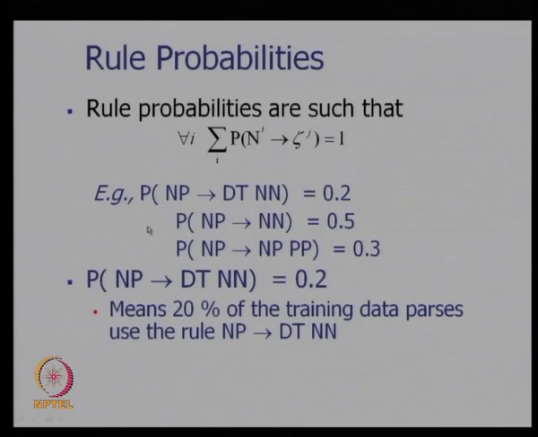Now, what is the meaning of this expression P(NP → DT NN) equal to 0.2? This means that 20% of the training data parses use the rule NP going to DT NN. So, when we are parsing the corpora, 20% of the time we find that a noun phrase consists of DT and NN, an article and a noun. So, that is why the probability value is 0.2.